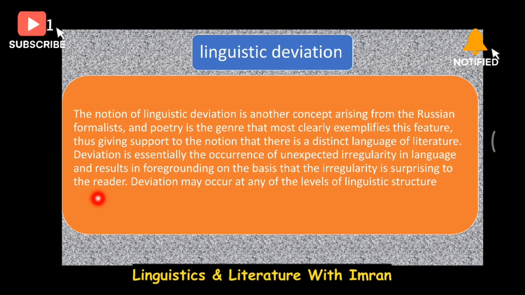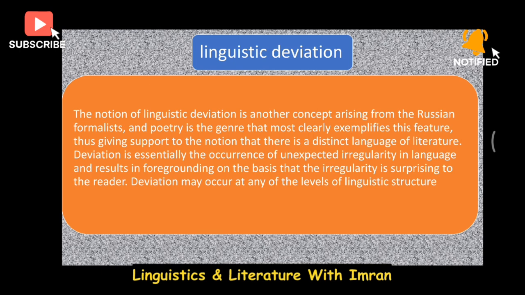So deviation may occur at any of the levels of linguistic structure. We can have deviation at the phonology level, syntactic level, morphology level, semantic level, or pragmatic level. It can occur at any level, and it occurs because the structure stands out in order to draw the reader's and the audience's attention to something important about that thing, right?